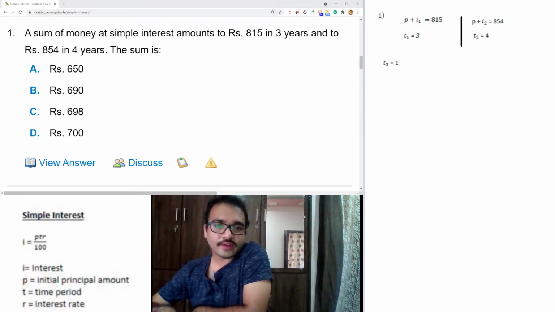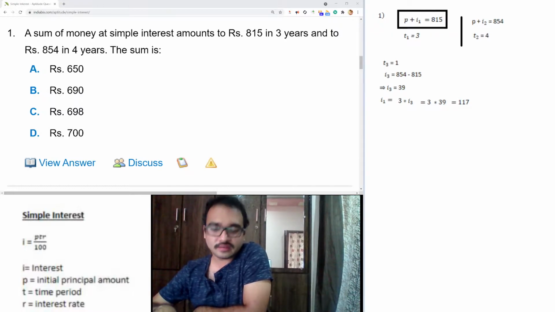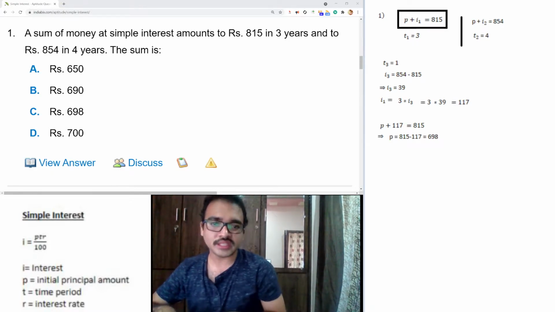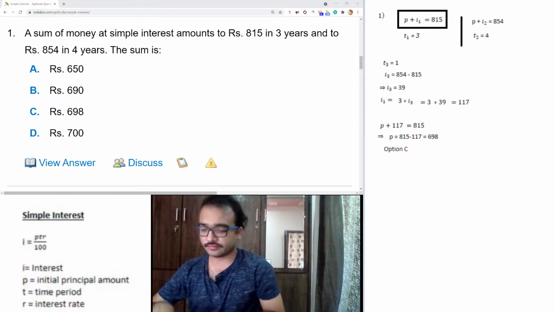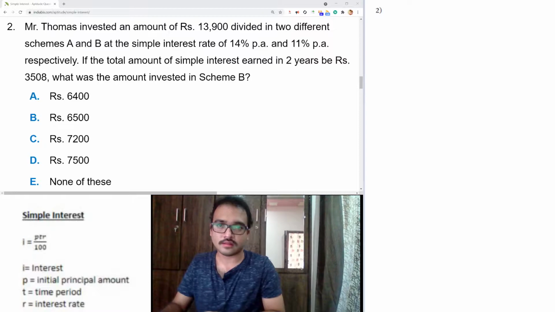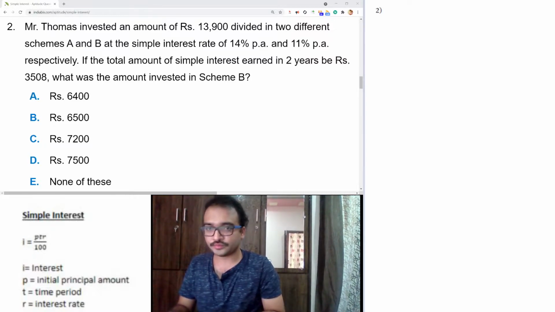So for 1 year, it is 854 minus 815. Interest is 39 for 1 year. What is the interest for 3 years? Interest for 3 years is 3 into 39, that is 117. So if we substitute that 117 I1 value in the first equation, P plus I1 is equal to 815, we will get P is equal to 698. That is the initial principal amount. That is option C, correct answer.